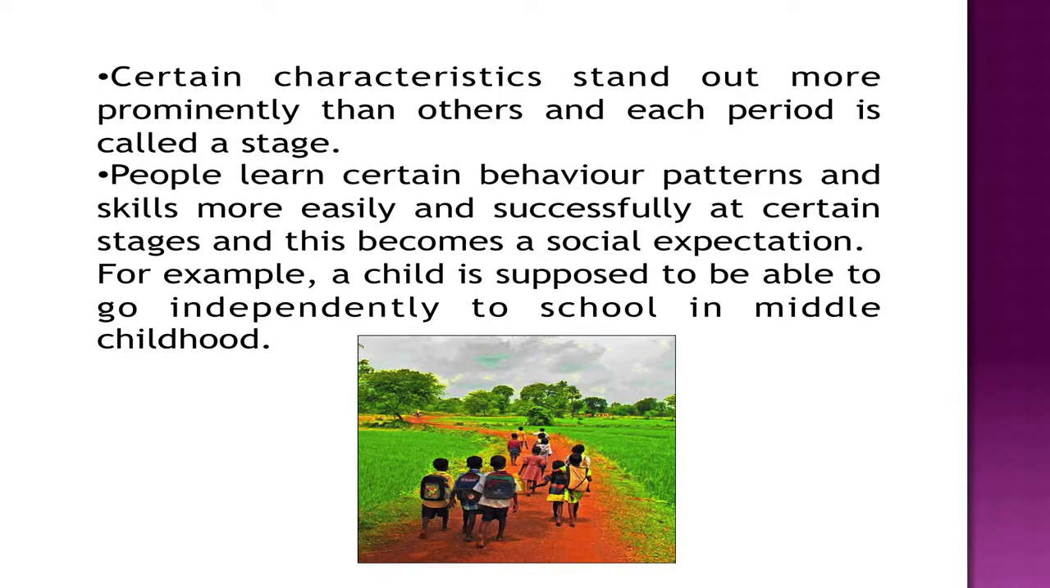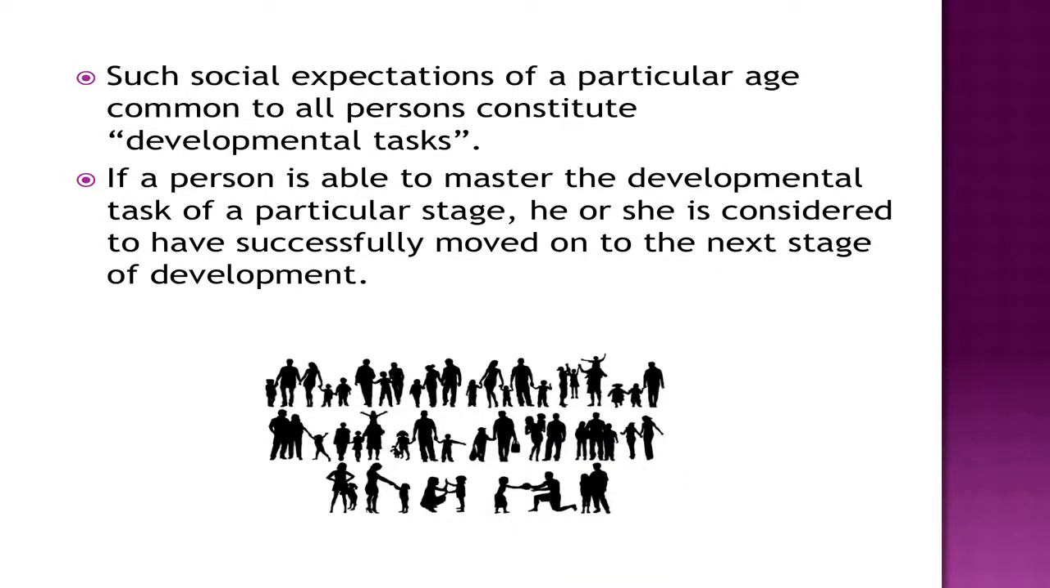People learn certain behavior patterns and skills more easily and successfully at certain stages, and this becomes a social expectation. For example, a child is supposed to be able to go independently to school in middle childhood. Such social expectations of a particular age common to all persons constitute developmental tasks. If a person is able to master the developmental task of a particular stage, he or she is considered to have successfully moved on to the next stage of development.